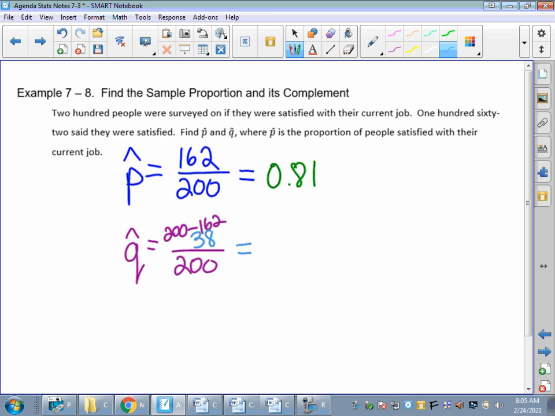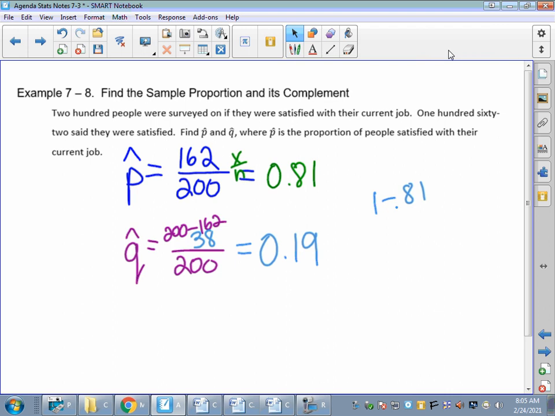Or I could just say 1 minus 0.81 and get 19%, or 0.19, is the proportion of people who are not satisfied with their job. So that's where our p hat and q hat come from. By the way, this was that little formula I gave you, x over n, that was in that list of terminology and symbols. Lots of symbols, right? We got new ones today with p hat and q hat. The hats go with samples. The plain p's and q's go with populations.